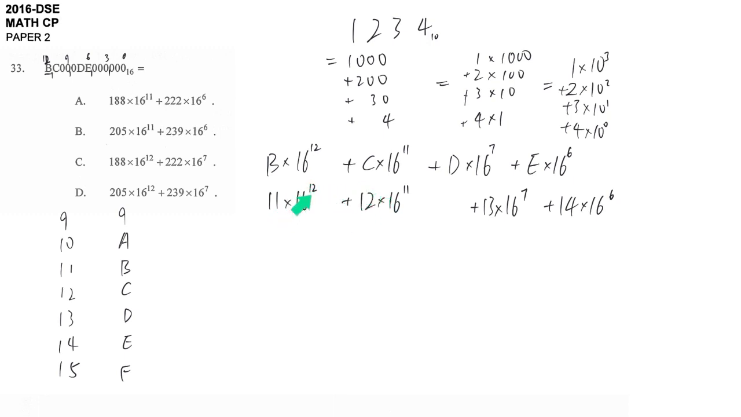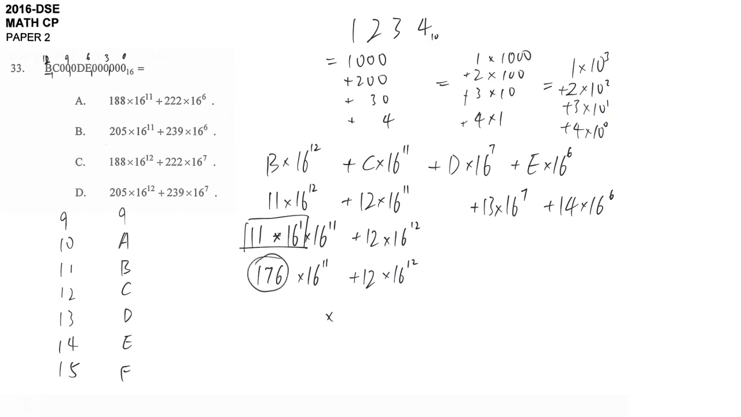So what you can do is to make this adapt to 16 power of 11. 16 power of 12, we break it down to 16 power of 1 times 16 power of 11. So this part means we have 176 times 16 power of 11. And then at the back, we have 12 more. That's why this is 176 plus 12. We have 188 times 16 power of 11. Therefore, the answer should be A.